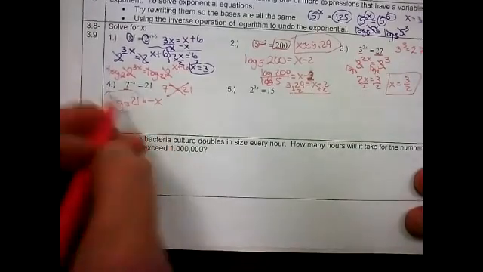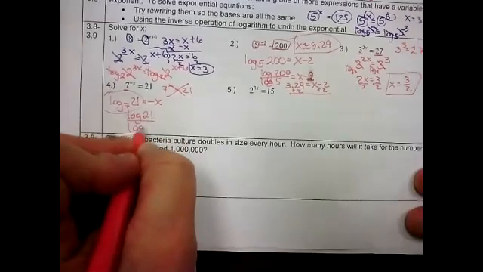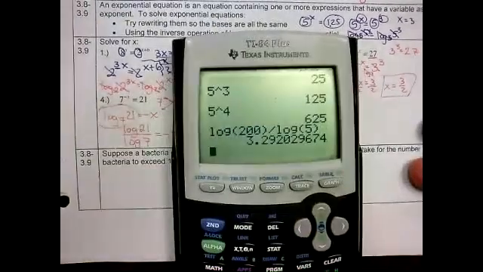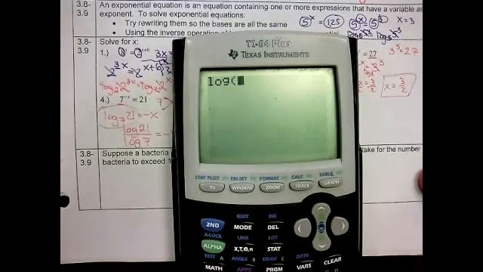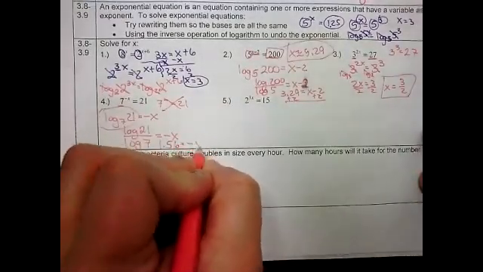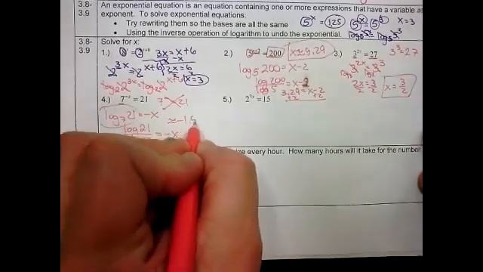Now I can use my change of base formula. So log of 21 divided by log of 7 equals negative x. I'm just going to type that into my calculator: log of 21, close the parentheses, divided by log of 7. That gives me 1.56 equals negative x. So my x is approximately negative 1.56.